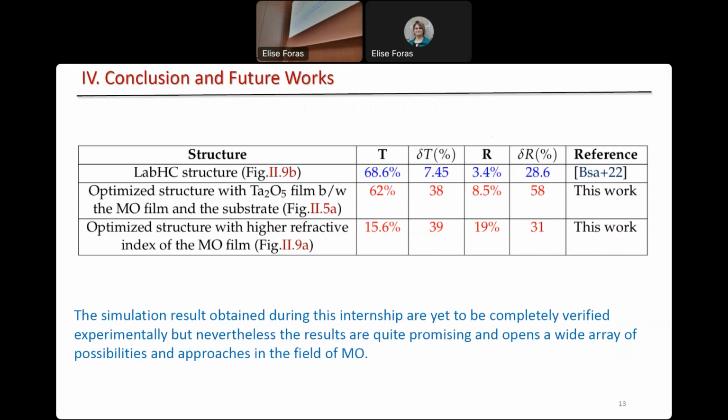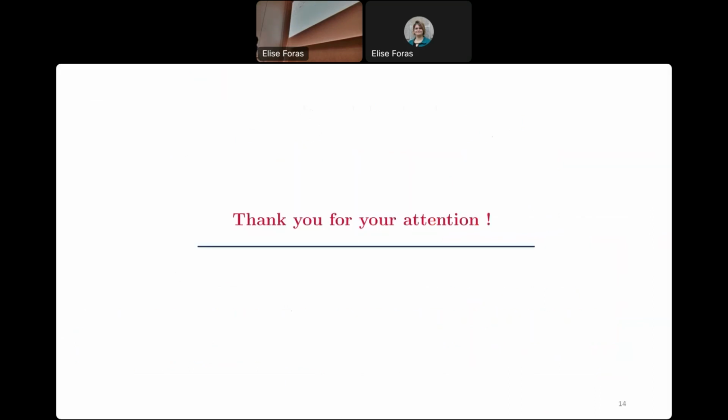If I compare both approaches against the work originally done at Laboratoire Hubert Curien, I think my structures are quite promising. I tried some experimental verification with some structures, and the results were quite satisfactory, but for all of my structures, the fabrication is still pending, and the results are yet to be verified. But it definitely looks quite promising. So that's all from my side. Thank you very much.